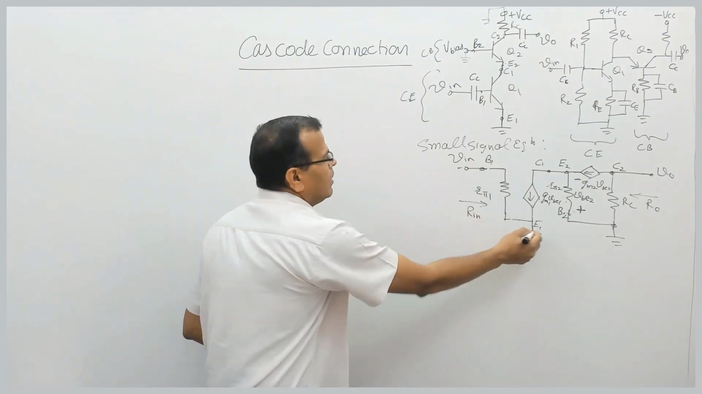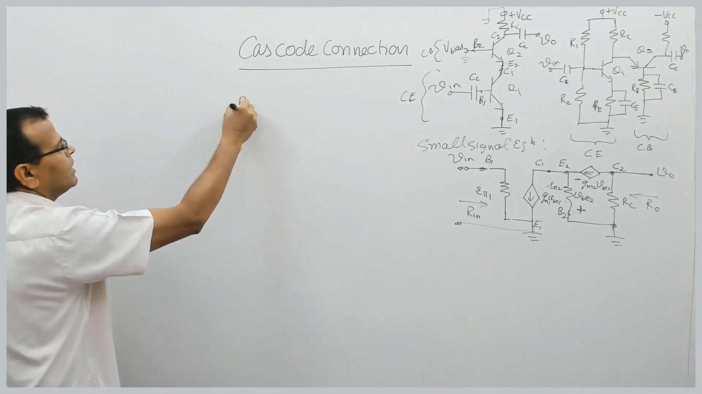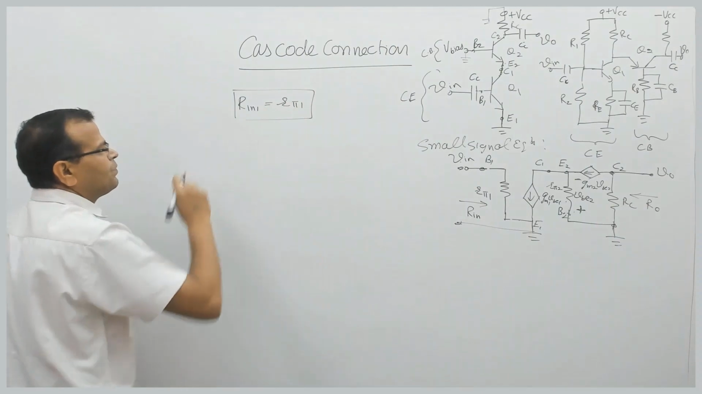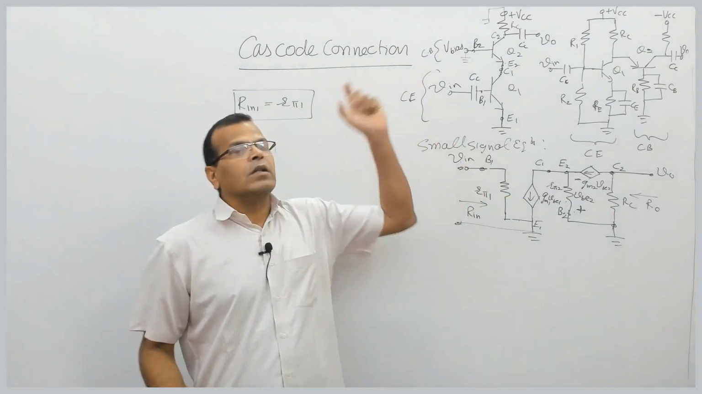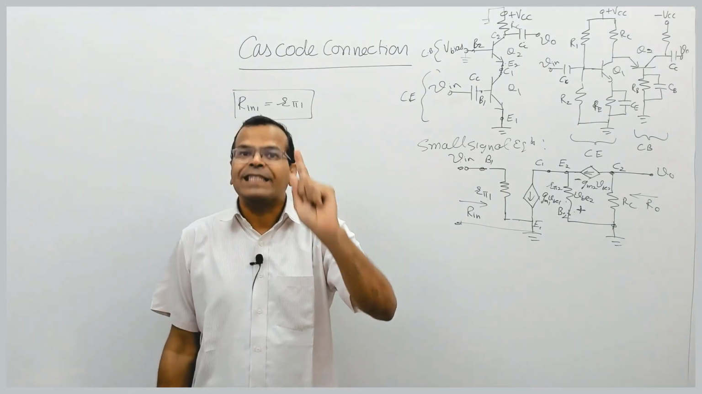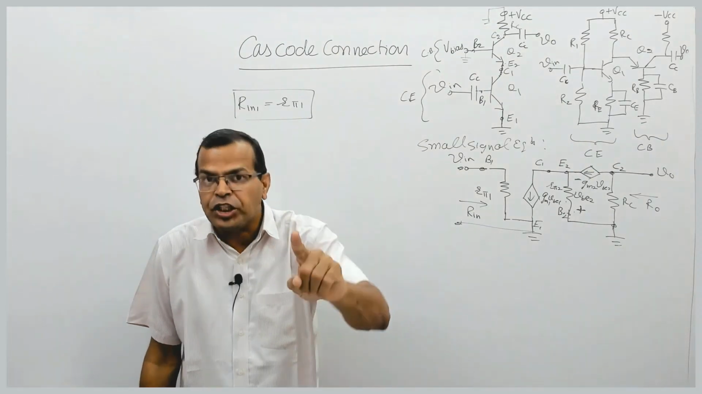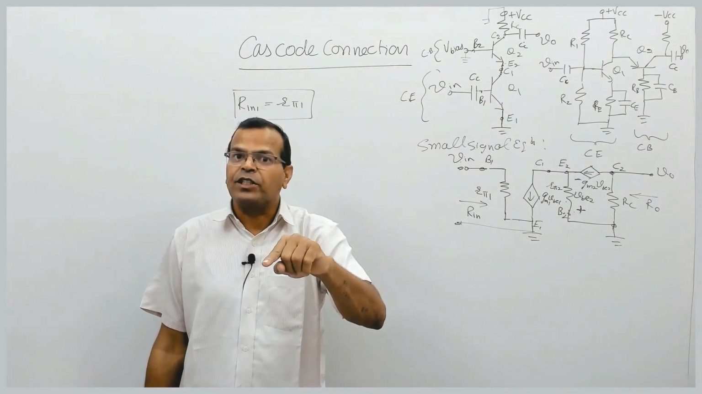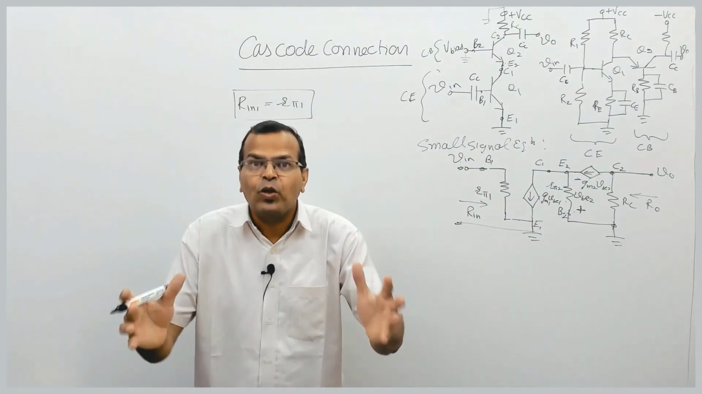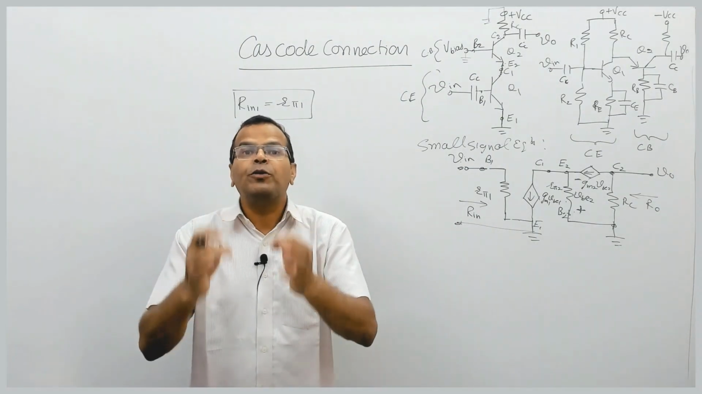So when you see the resistance between V in terminal and ground, that is R pi 1. So input resistance of this is R pi 1. So what do we conclude? The input resistance of cascode connection is same as the resistance of common emitter stage, and common emitter stage is input stage. So I can say the total input resistance of cascode connection is same as input resistance of the input stage.